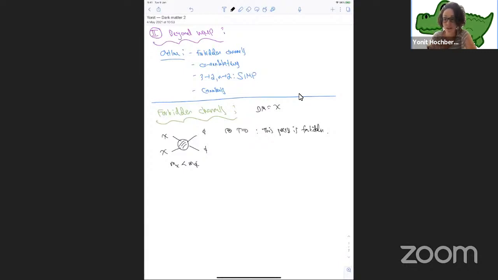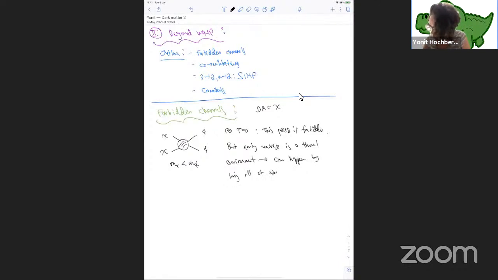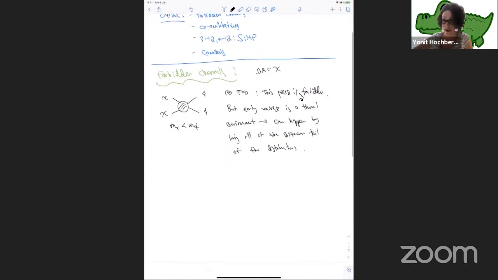But as we discussed, the early universe is a thermal environment. And so what that means is that this process can happen if the chi particles, the dark matter particles, are living off of the Boltzmann tail of the distribution. So this process can happen, and we're going to see exactly how this comes about, of course. It can happen by living off the Boltzmann tail of the distributions. Okay, so let's see how this happens.